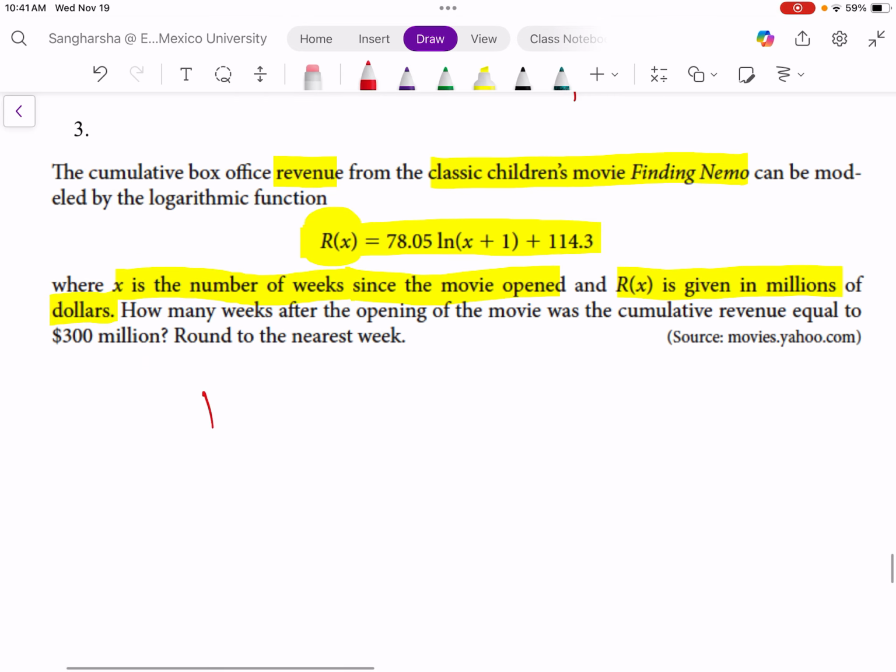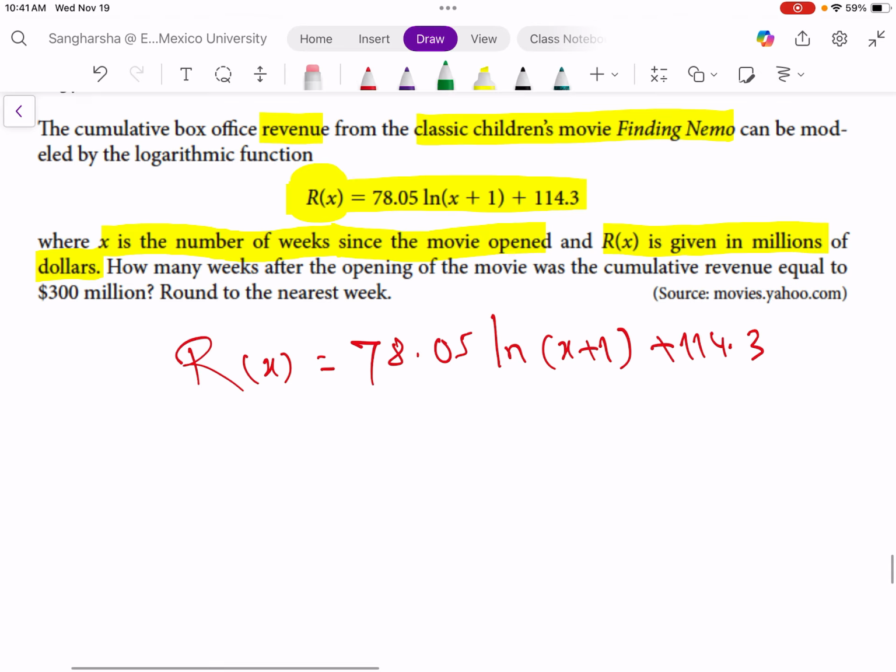So let me write down that equation one more time. We have R of x equals 78.05 ln of x plus 1, plus 114.3. So we know our R of x is the revenue.